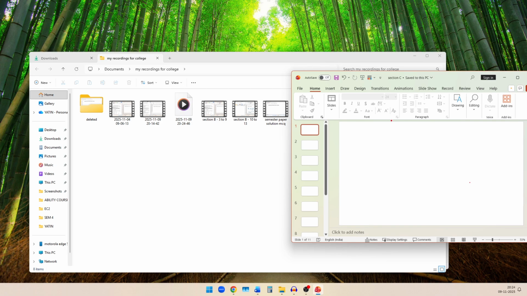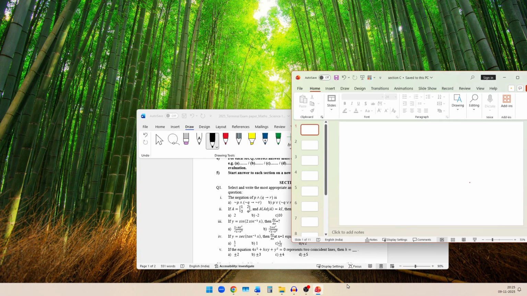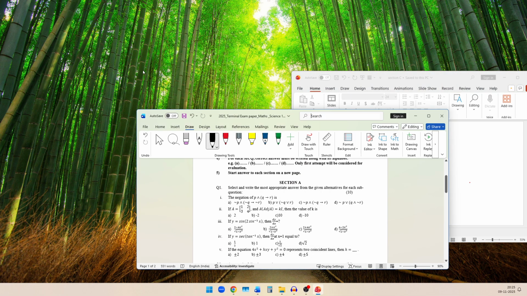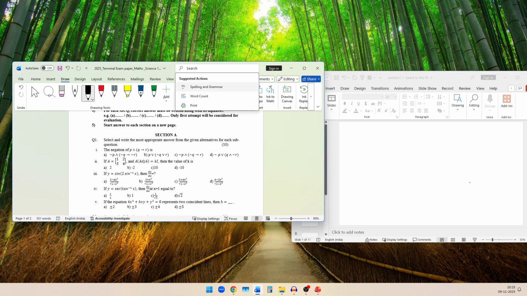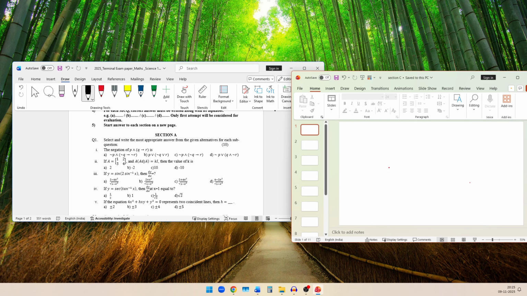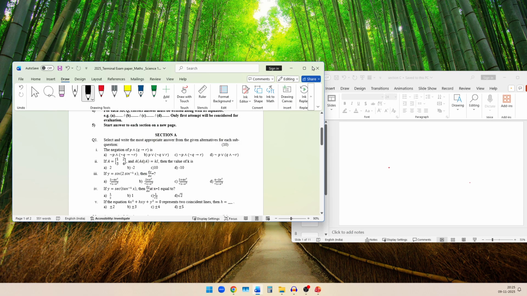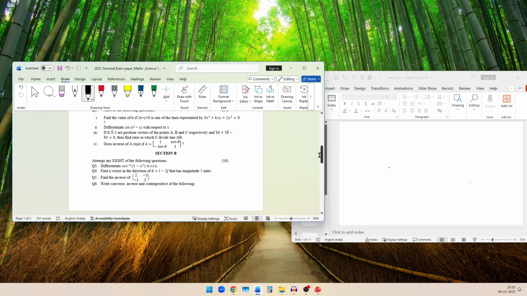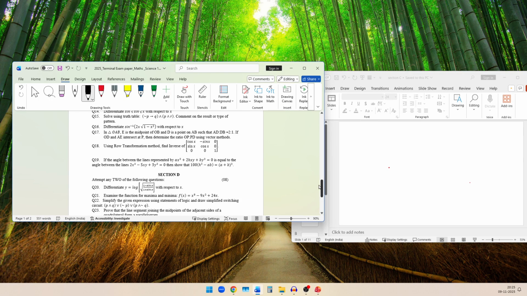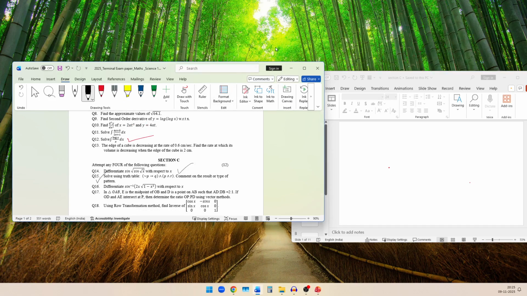Alright, so let's solve for section C sums. Here are the problems. Let's start with the first question, which is right here.